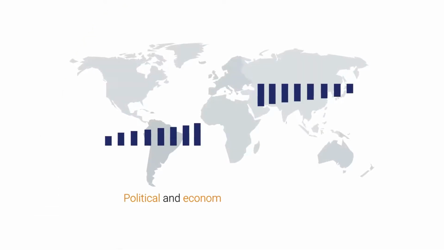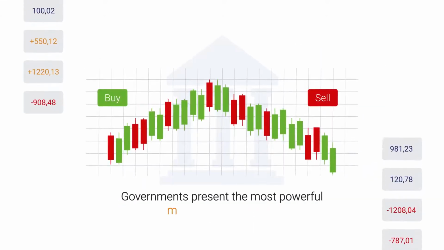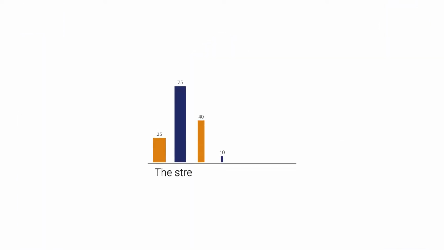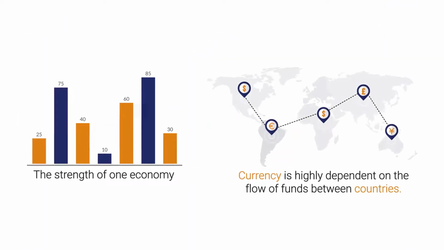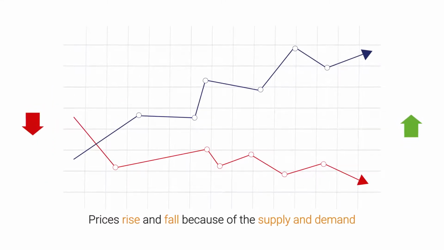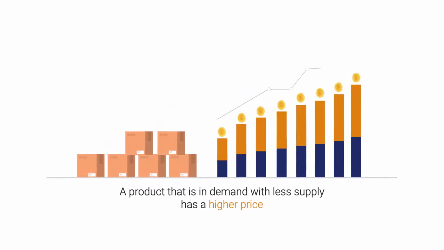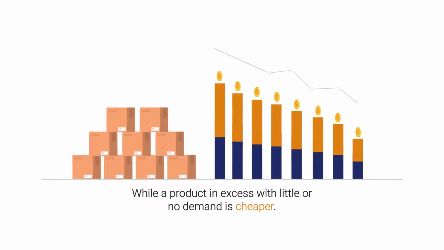Knowing political and economical landscape is very important. Governments present the most powerful movers of the market. The strength of one economy and its currency is highly dependent on the flow of funds between countries. Prices rise and fall because of the supply and demand. Simply put, a product that is in demand with less supply has a higher price, while a product in excess with little or no demand is cheaper.